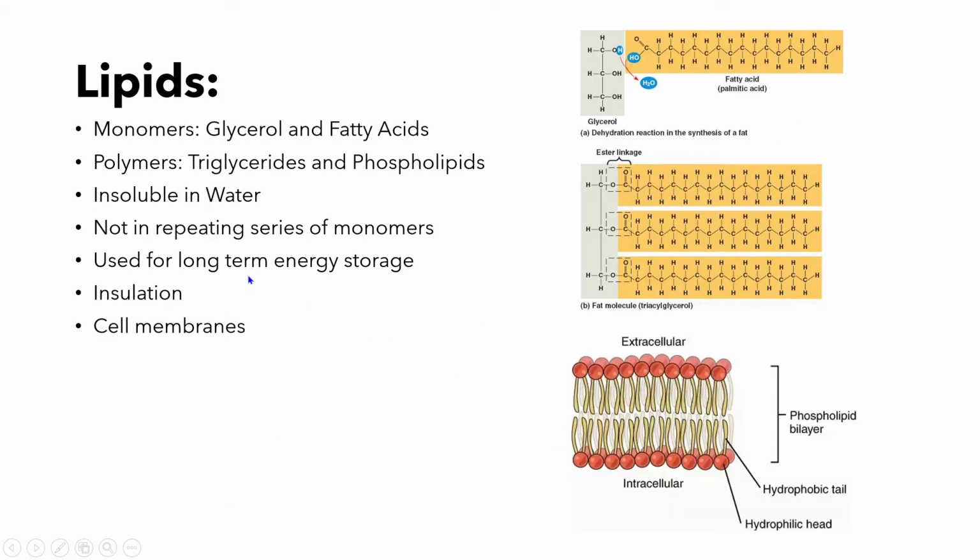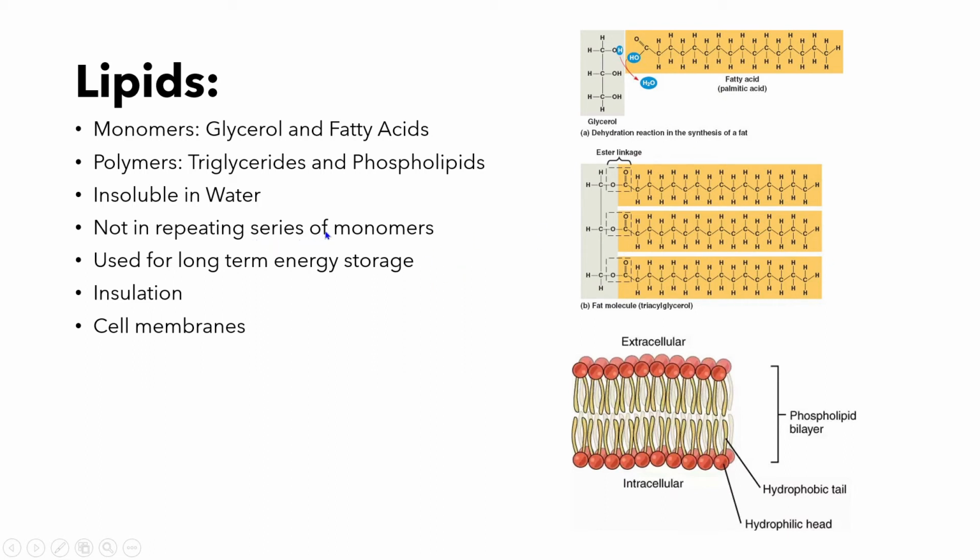Next, let's move on to lipids. The monomers of lipids are glycerol and fatty acids. If you look at this picture here, the glycerol and the fatty acid combine together through dehydration synthesis, and these structures are then put together to make higher level polymers of lipids, such as triglycerides and phospholipids. Right under the glycerol and the fatty acid, we have a triglyceride.